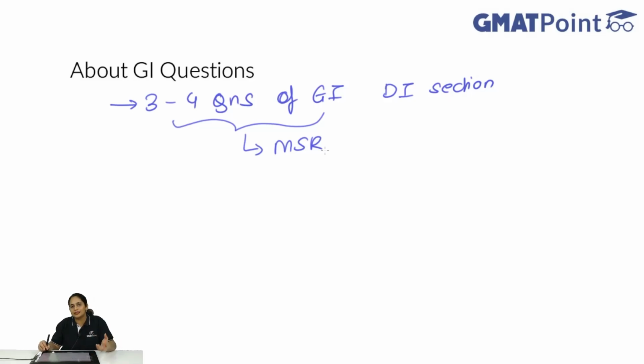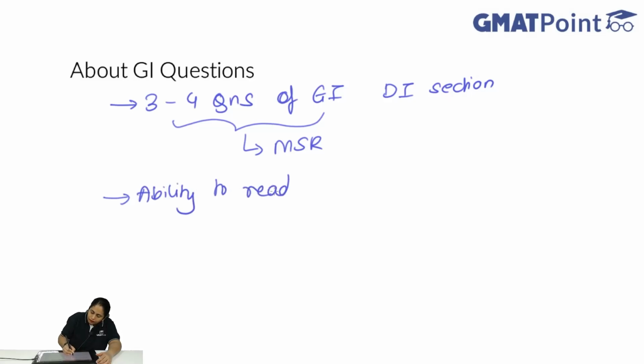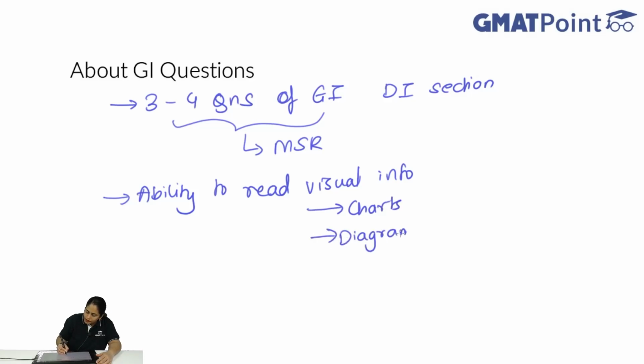So basically the skill tested over here is your ability to read visual information. Visual information includes charts, diagrams, pictographs and other qualitative charts and diagrams. So this is the skill essentially tested. So what is visual information?